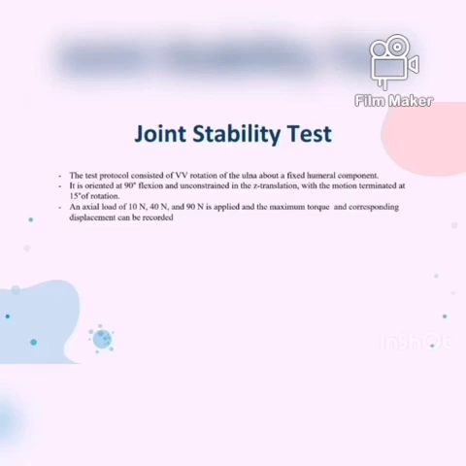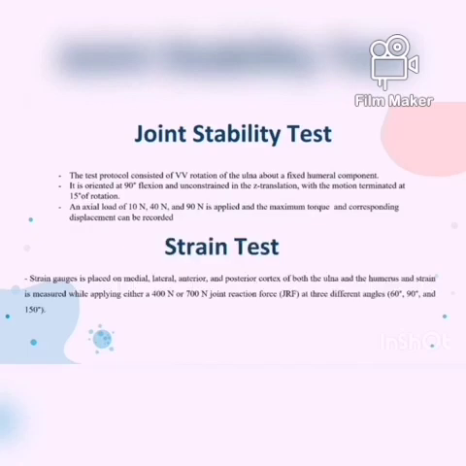The first test is the joint stability test. The test protocol consists of varus-valgus rotation of the ulna about a fixed humeral component. It is oriented at 90-degree flexion and unconstrained in the Z translation, with the motion terminated at 50 degrees of rotation. An axial load of 10 Newton, 40 Newton, and 90 Newton is applied, and the maximum torque and corresponding displacement are recorded.